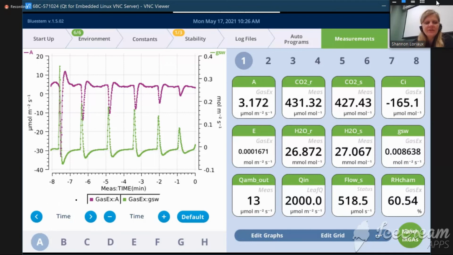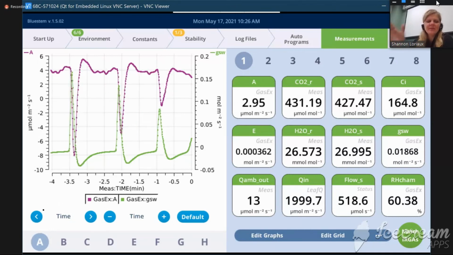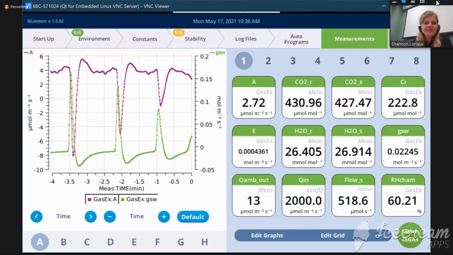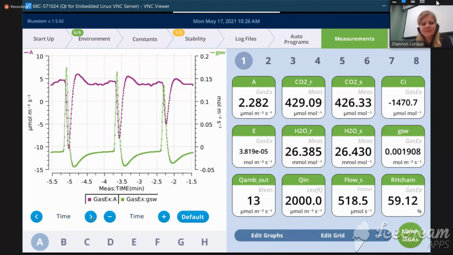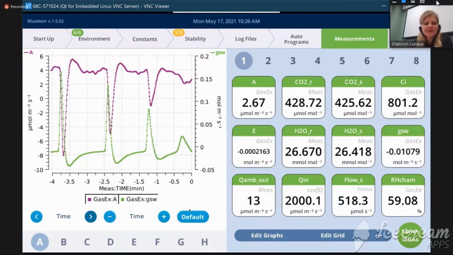If you don't want to change the time scale, but you just want to go back in time, you can use this time left button, and you'll notice the x-axis range doesn't change. It just moves the data back in time or forward in time. And if you want to go back to the way it was when you first started, you could go back to default.